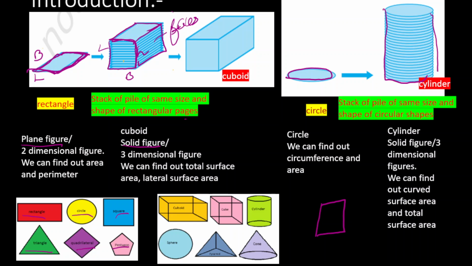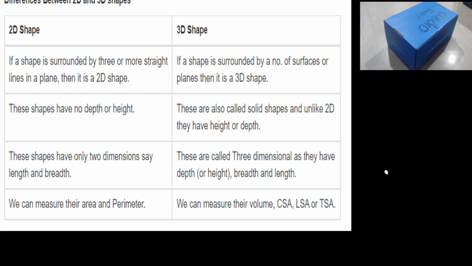And coming to the two-dimensional and three-dimensional figures, with these three-dimensional figures we couldn't see all the faces of a cuboid at a time. And here are some of the differences between the two-dimensional shape and three-dimensional shape. If a shape is surrounded by three or more straight lines in a plane, suppose this is a square, it is surrounded by four straight lines, and whereas this is a triangle, this is also a plane figure and it is surrounded by three straight lines.